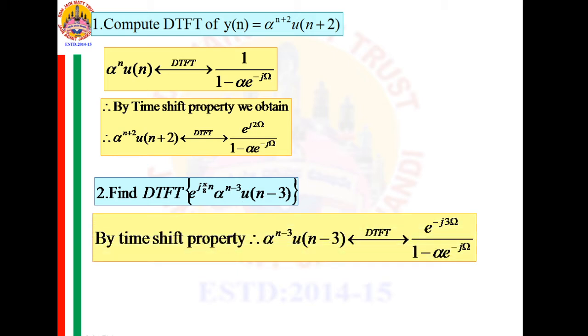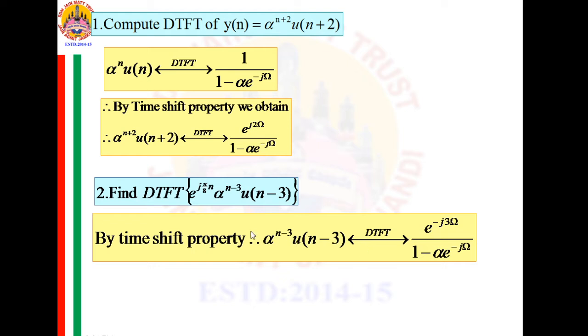Okay. So, first let us use the time shift property. Knowing first the DTFT of alpha raised to n u[n], which is 1 by 1 minus alpha e raised to minus j omega, then it is shifted by an amount of minus 3. So, for alpha raised to n minus 3, accordingly the DTFT will get scaled by e raised to minus j 3 omega. So, the DTFT of alpha raised to n minus 3 u of n minus 3 is e raised to minus j 3 omega by 1 minus alpha e raised to minus j omega.